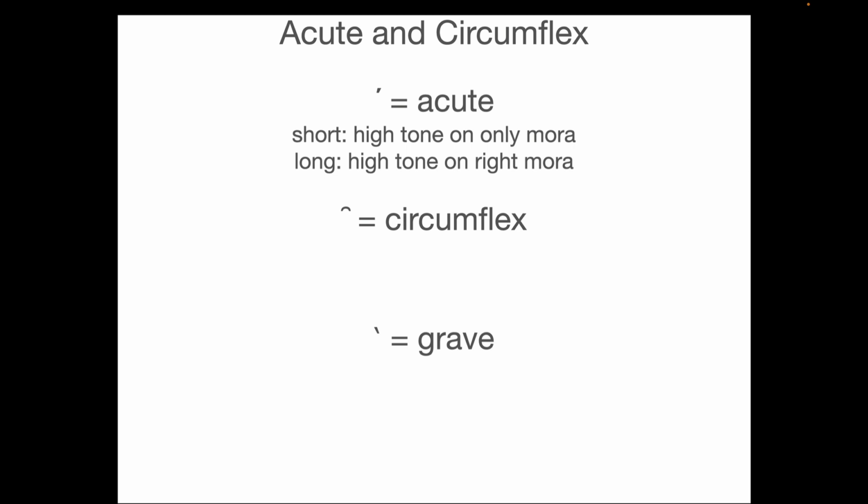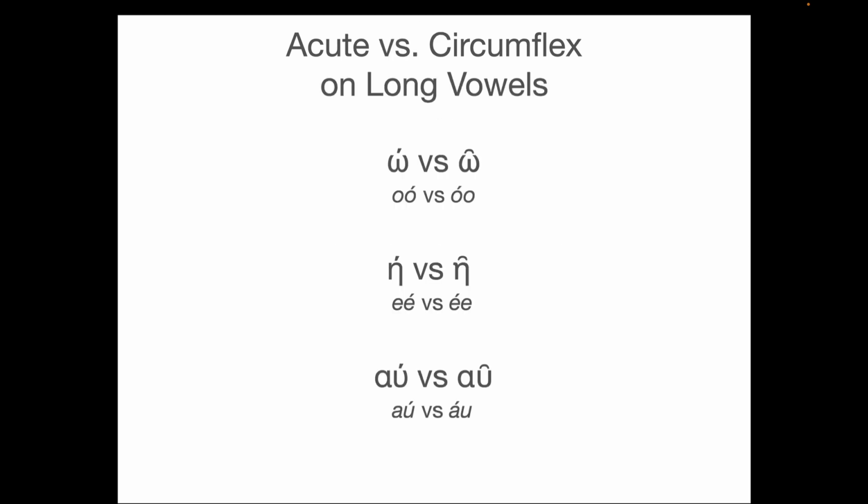The circumflex accent, by contrast, is used on a long vowel to show you that the high tone is on the leftward mora, the one towards the beginning of the word in that vowel. We're not going to talk about the grave today. The grave is a replacement for the acute in certain circumstances, and it's really not relevant to what we need to talk about here. So it's the contrast between acutes and circumflex, which really matter on bimoraic vowels.